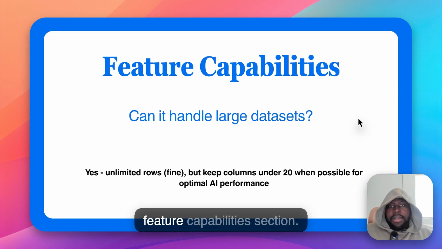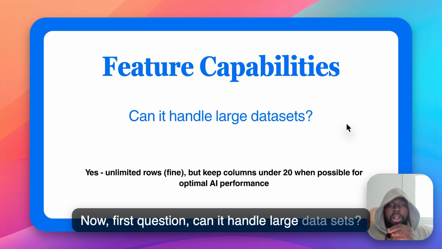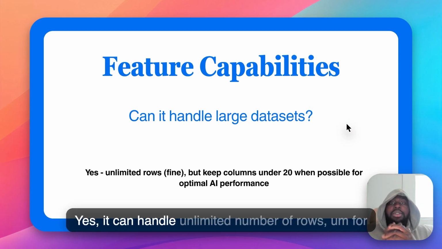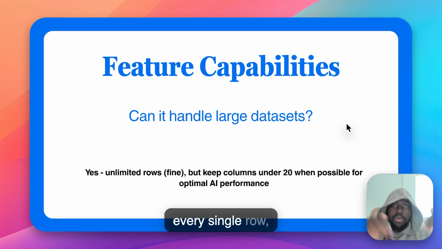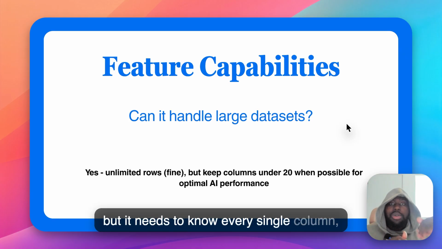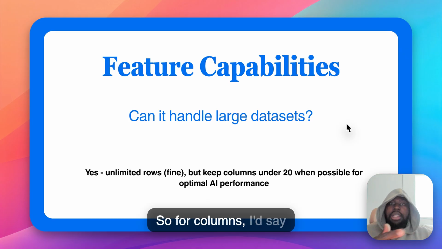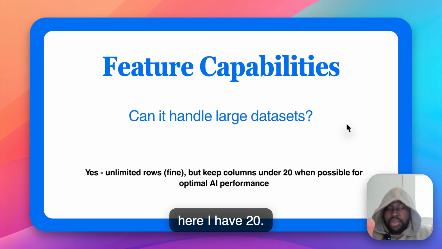Okay, feature capabilities section. Now, first question, can it handle large data sets? Yes, it can handle an unlimited number of rows. For columns, here's the thing, the AI doesn't need to know every single row, but it needs to know every single column, right? So for columns, I'd say here I have 20.